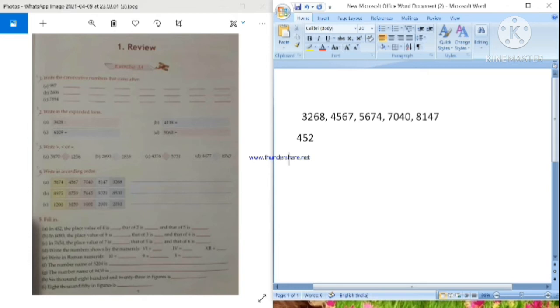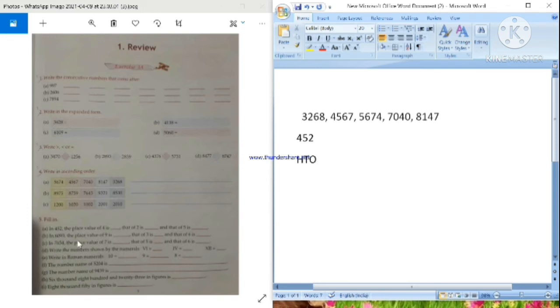If we see that 4 is at the 100 position, then 5 is at the 10's position, and 2 is at the 1's position. So we get to know that the value of 4 is at the 100 position, so we will write 100 here. Then for 2, it is at the 1's position, so we will write 1. And 5 is at the 10's position, so we will write 10 here. Now in the same way we will do parts B and C.